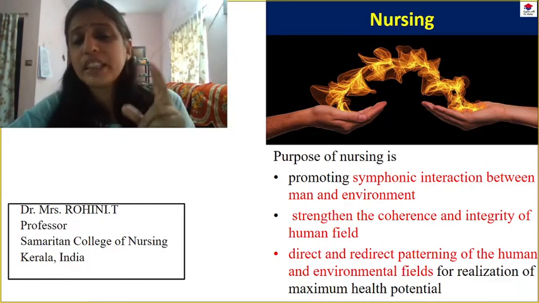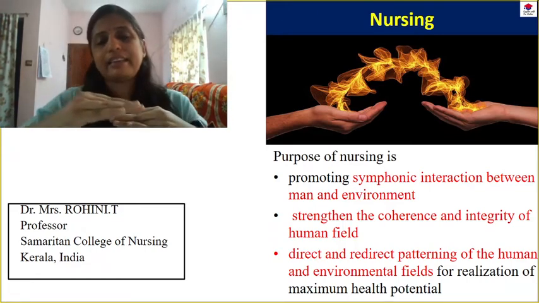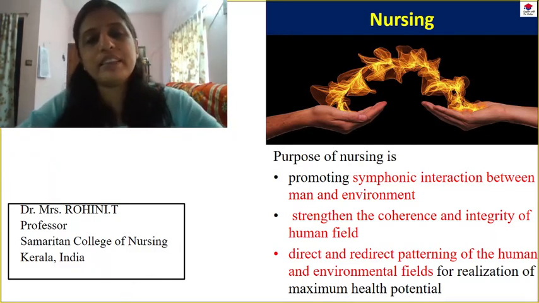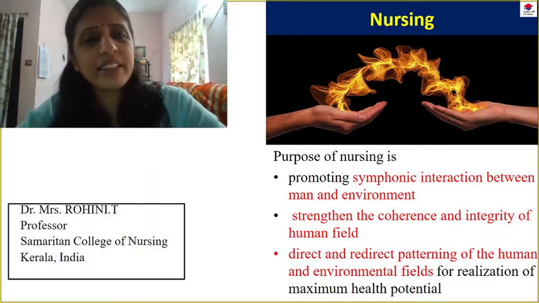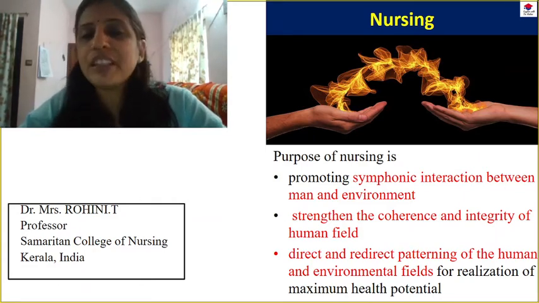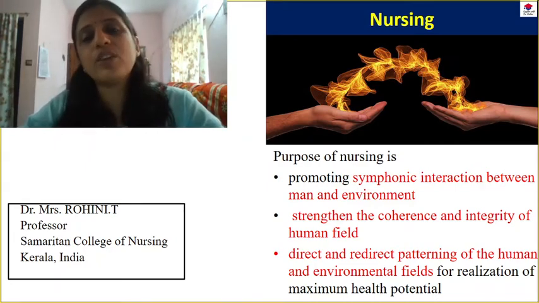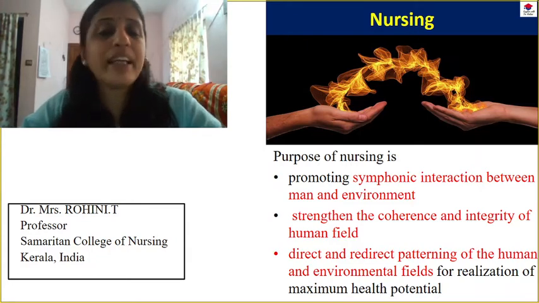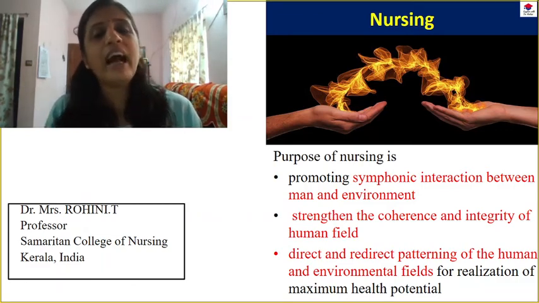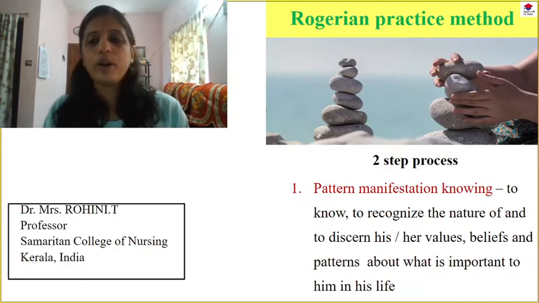And number two, she will try to establish an interaction. Symphonic means what? A balanced interaction between the human and the energy field. Maybe this nurse will sit along with the patient, trying to find out what other interventions or strategies can be done to reduce that body image disturbance of hers, or what can be done so that the vibrations or the feelings of the family members can be taken into consideration. So such things, trying to listen, trying to understand, and then trying to redirect the pattern. All these things happen in nursing according to Rogers.